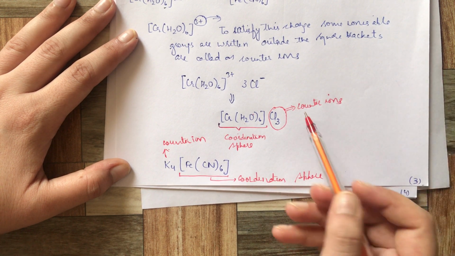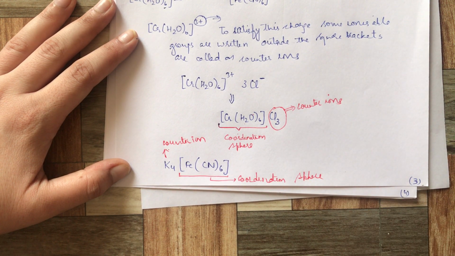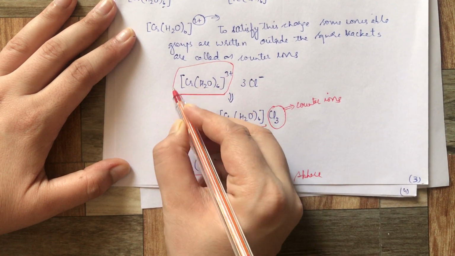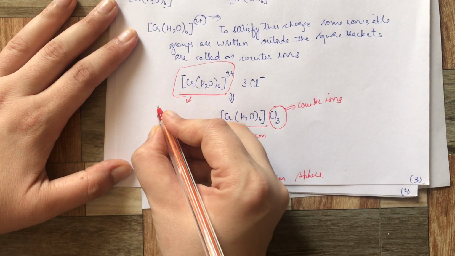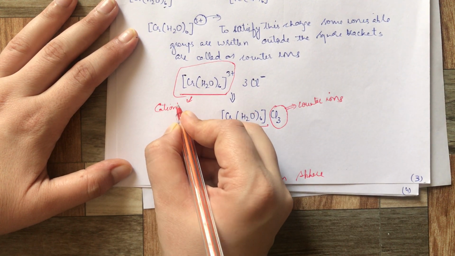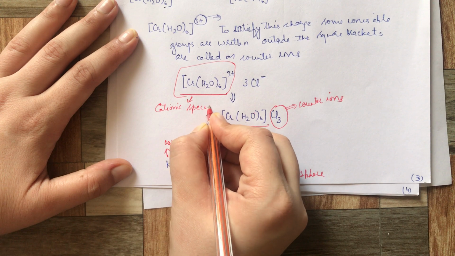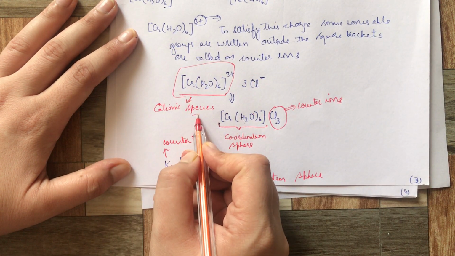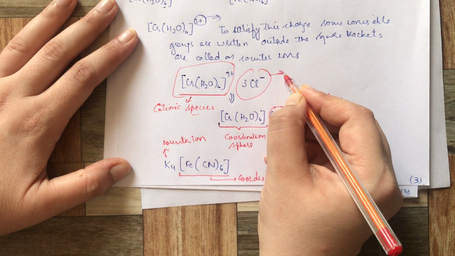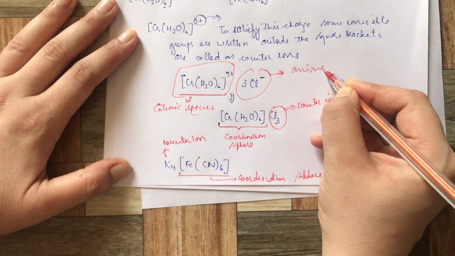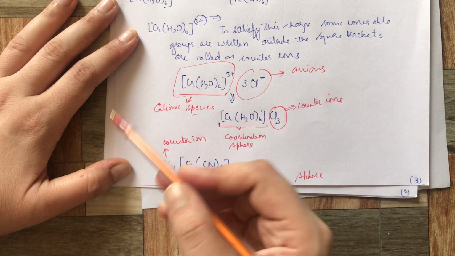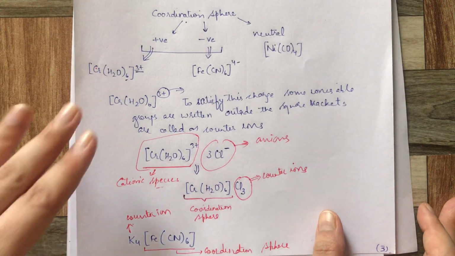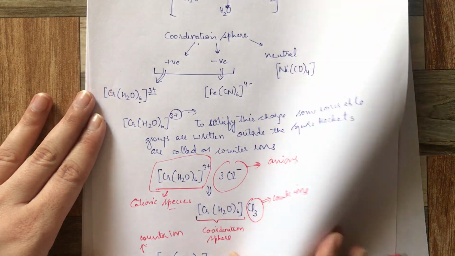So you have observed that whenever you form an ionic compound, these two will act as ions. This whole coordination sphere will act as a cationic species, not alone, and this will act as the anion. The cation is always mentioned before the anion. So this is how a coordination compound is represented, right?